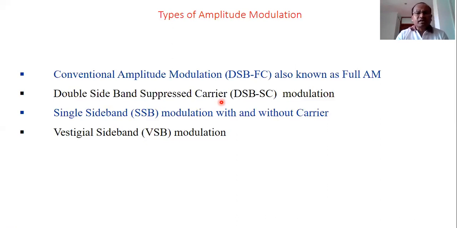And when we say single sideband full carrier, or by default SSB, it means the carrier will also be sent, transmitted along with one of the sidebands. Now the question arises, which sideband, upper sideband or lower sideband, has to be transmitted? That's an important question. When we discuss SSB in detail, we'll understand which of the sidebands is used.